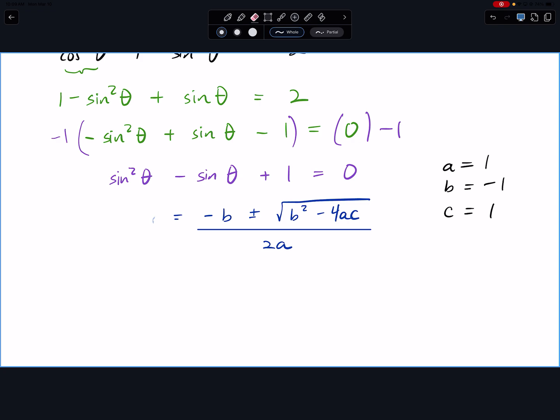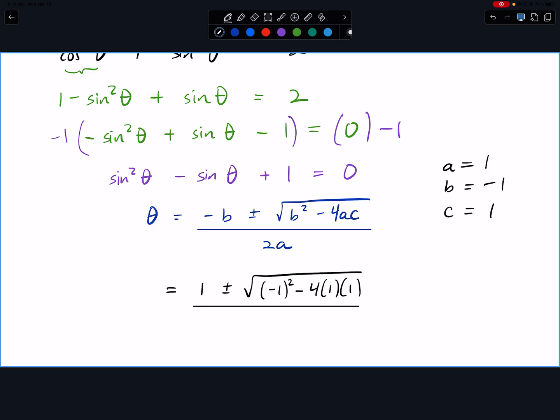Technically, I should say theta. My bad. Theta equals, because we're solving for theta. What's the opposite of my b? 1. So 1 plus or minus the square root of b squared minus 4 times a times c, all over 2 times 1.